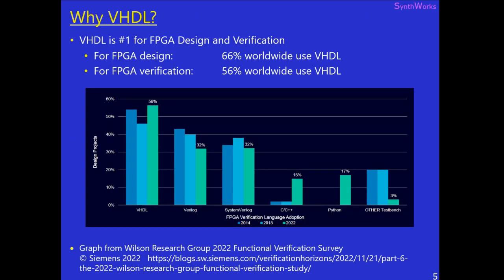Okay, so there are first a few essentials. We hear a lot about other languages other than VHDL, SystemVerilog. We just heard about cocotb. So why VHDL? Well, if you look at FPGA design, this is from the Wilson Research Group Functional Verification Survey. They report that 66% worldwide use VHDL in FPGA, and 56% worldwide use VHDL for verification. So that's a big part of the why.